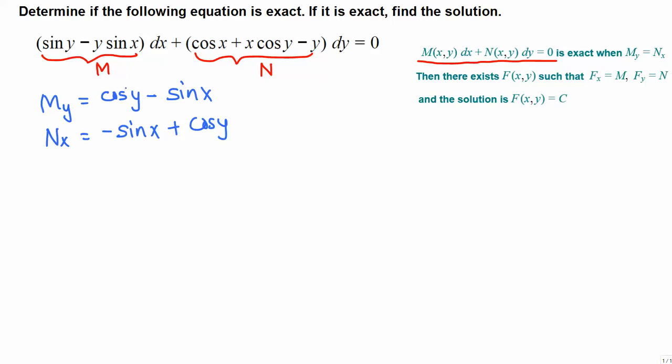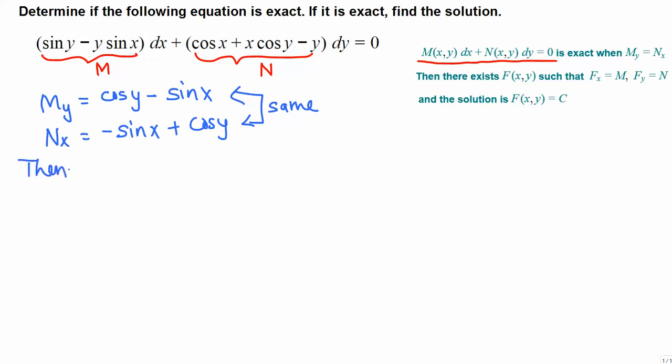So look at these two, they are the same. Cosine y minus sine x, cosine y minus sine x, they are the same. That means this equation is exact. Okay, and now we want to find the solution.